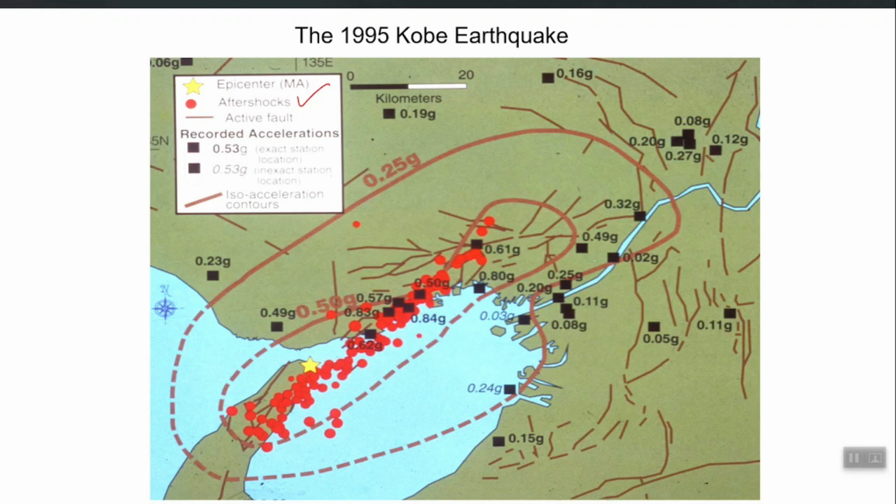Earthquakes also occur on the moon. They are called moonquakes. So actually these black dots are the recorded acceleration values.